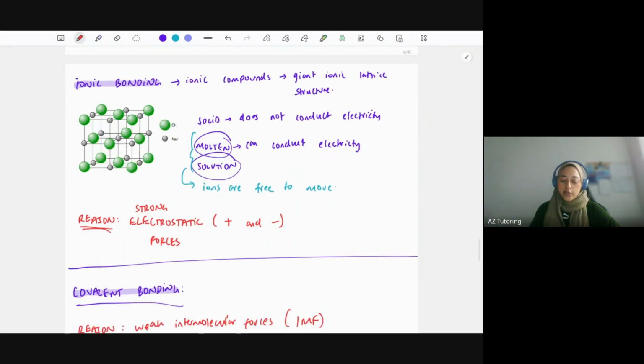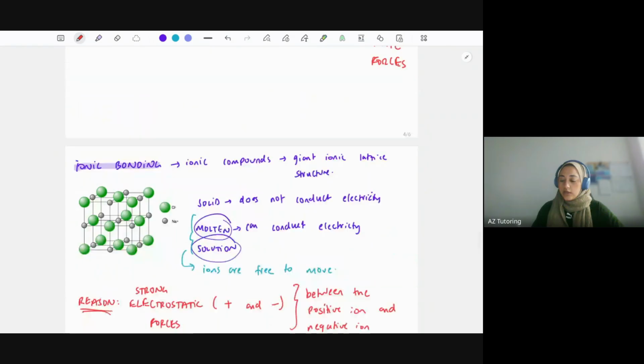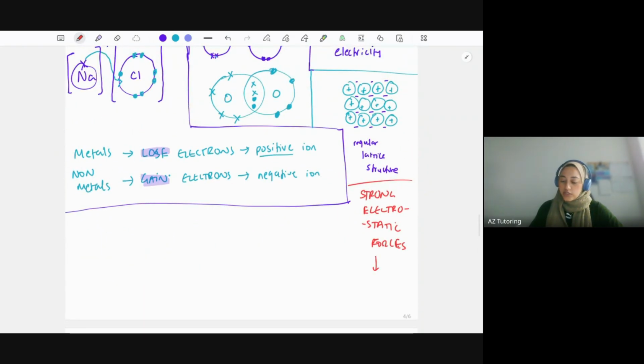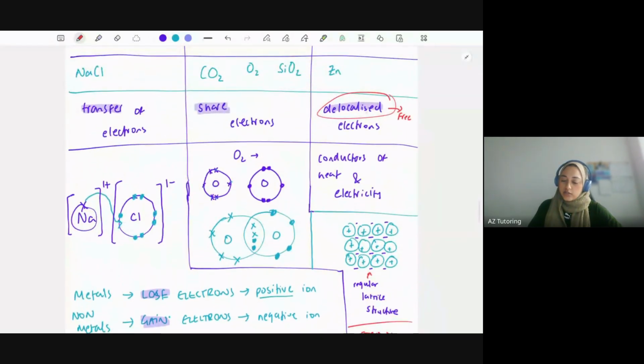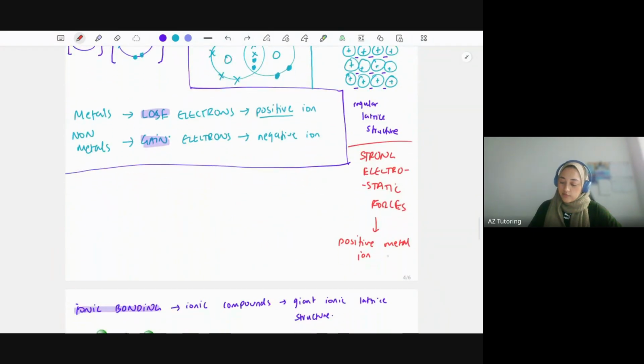So in ionic bonding, the strong electrostatic forces are between the positive ion, so the metal, and the negative ion. But in metallic bonding, the strong electrostatic forces are between the positive metal ion, but this time there's no negative ion, there's a negative electron. Remember these delocalized electrons that they've got? That's what it's between. So the positive metal ion and delocalized electrons. I'll just write electrons. So same reason, but between different things.